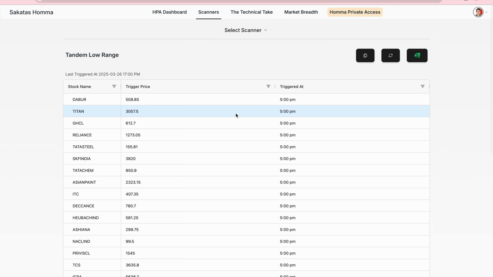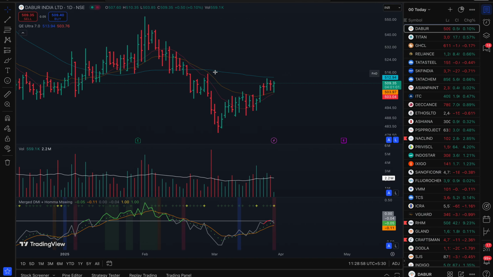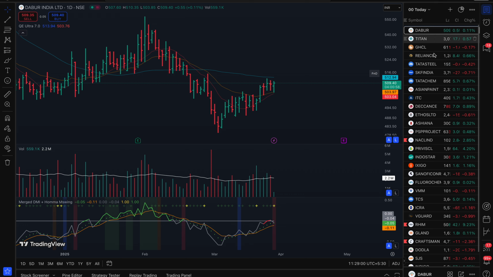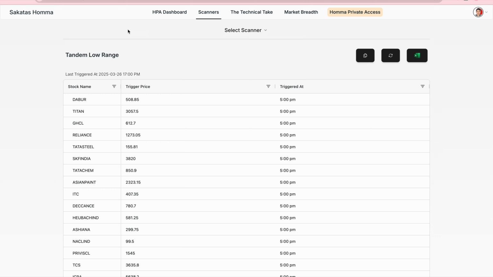So here's the list from yesterday. Every day, this is formed at the end of the day and it becomes actionable the next day. So the list which was here would have been actionable today. It has 30-odd names, and I've already copied them onto this list. Why this is also good, the tandem IBs or the tandem low range, is because it does not give you so many stocks that it becomes an arduous task to look at each one of them. Tandem IBs would generally be around 5 to 10 names. Tandem low range would be slightly more.